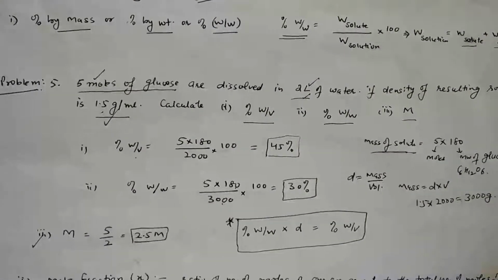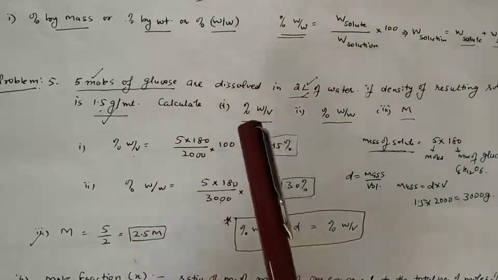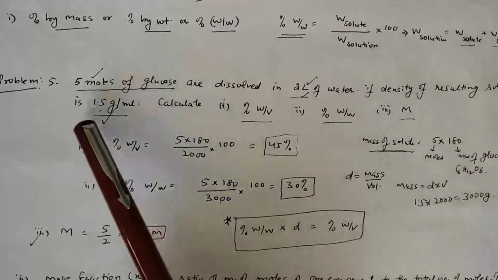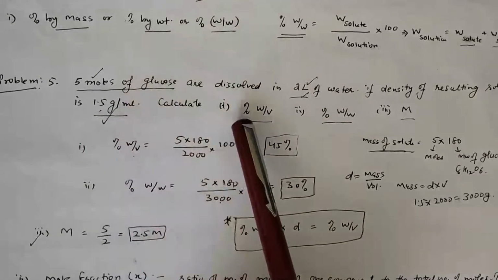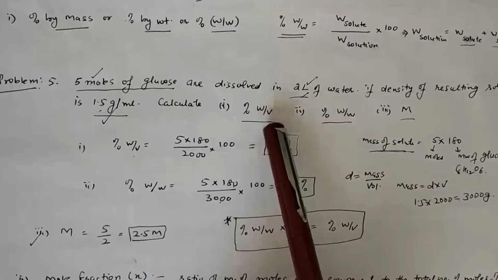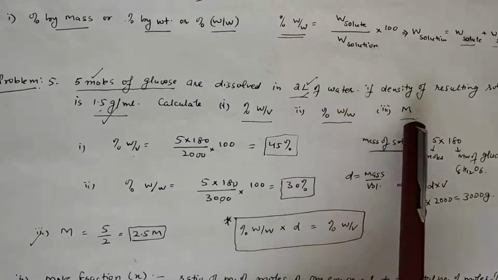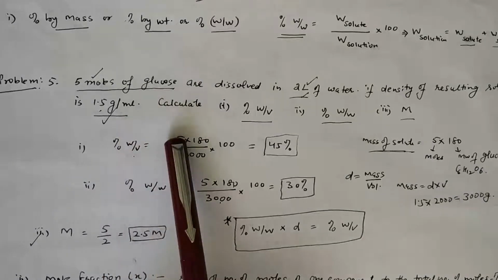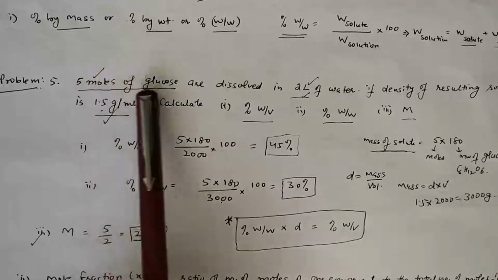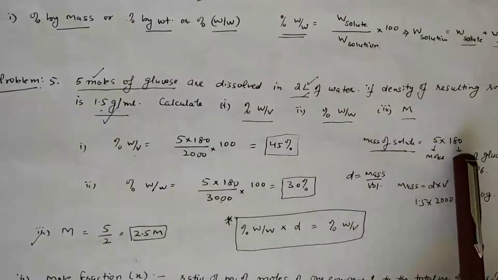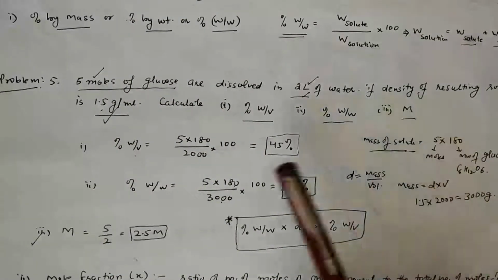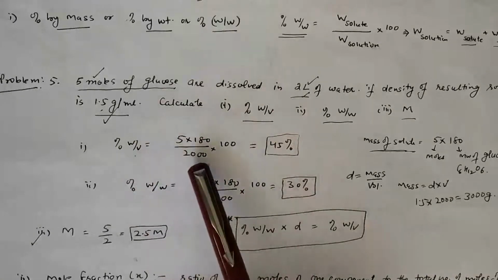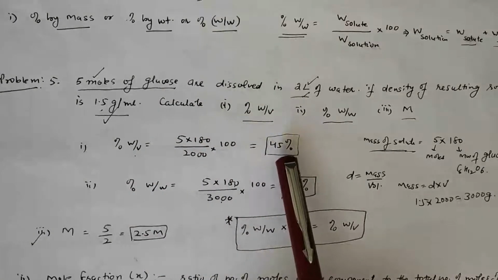Now this is a simple problem. 5 moles of glucose dissolved in 2 liter water. If density of resulting solution is 1.5 gram per ml, calculate percent weight by volume, percent weight by weight, and molarity. First of all, percent weight by volume. Weight of solute can be calculated from 5 moles of glucose. 1 mole of glucose is 180, so 5 mole of glucose is 5 into 180. Then volume of solution is 2 liter, 2000 ml, into 100, is 45%.